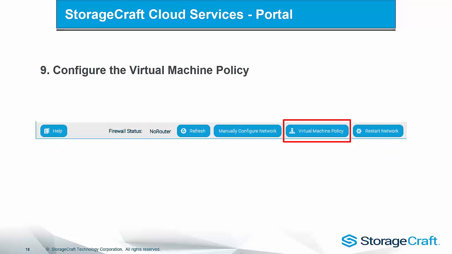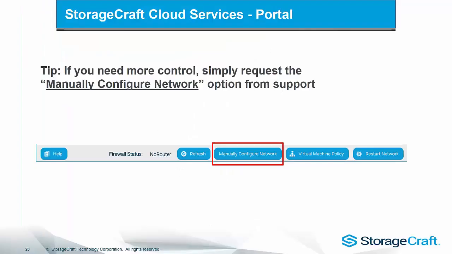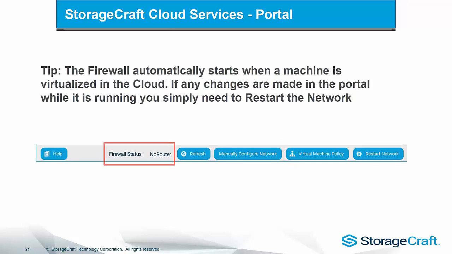StorageCraft Cloud Services also includes an exclusive patent feature called the virtual machine policy. The virtual machine policy allows you to configure the boot order for all your machines, enabling a single button click to initiate your cloud DR. If you need more advanced control, simply request the manually configure network option from support. This will give you full access to the pfSense firewall.